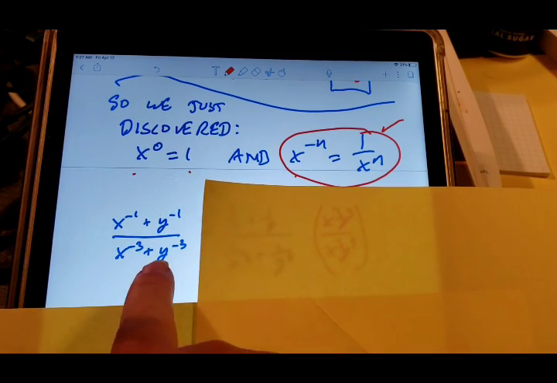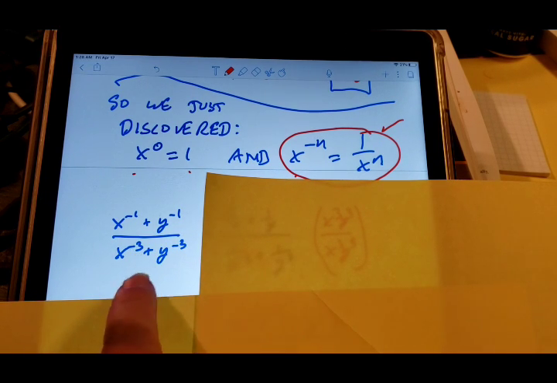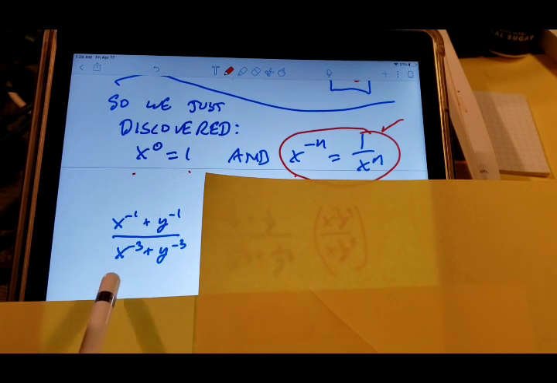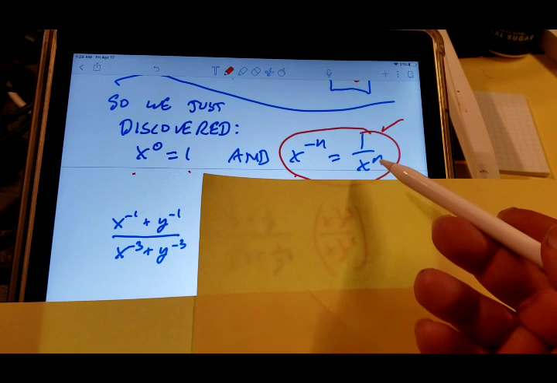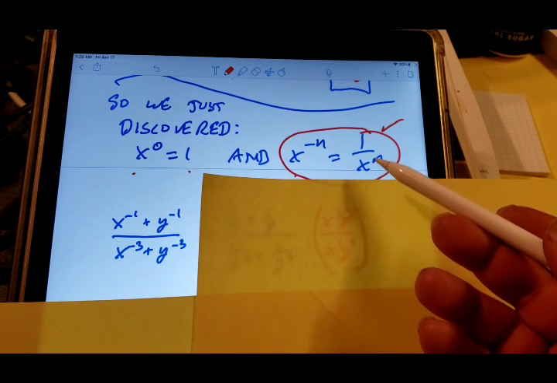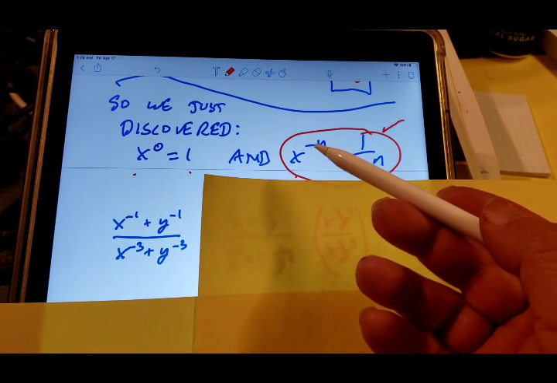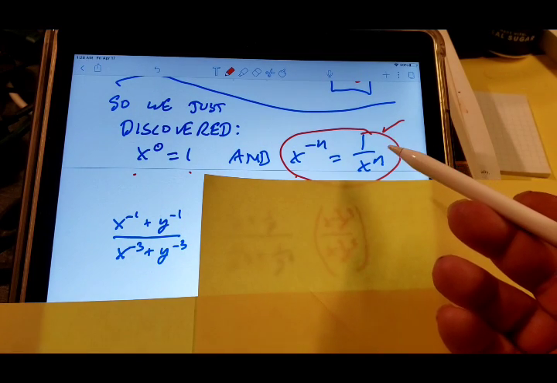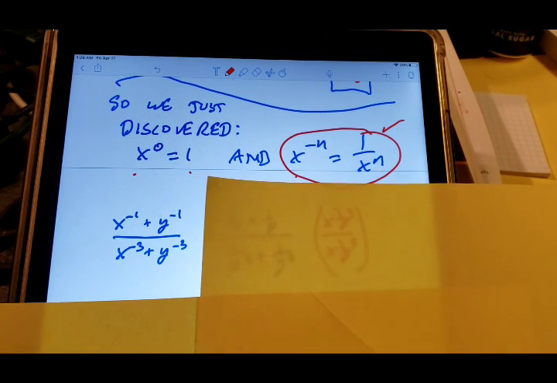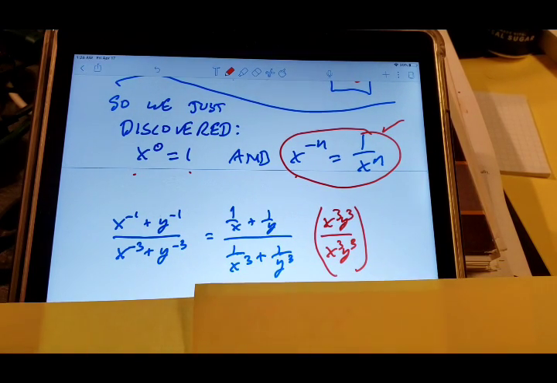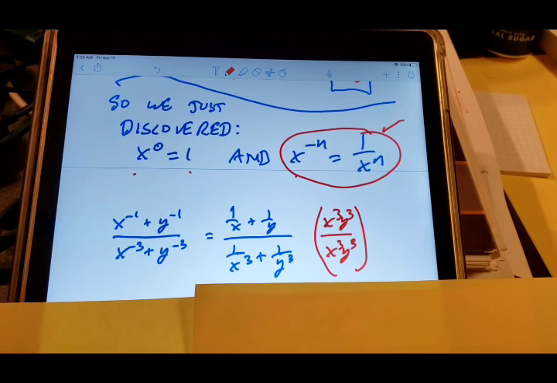The problem in section 5.3 looks like this. x to the minus 1, y to the minus 1, x to the minus 3, y to the minus 3. And what do we know? We know that we can change all of the minuses to 1 over their positive value. So we do that. And by the way, that's the only step you can do on this problem.